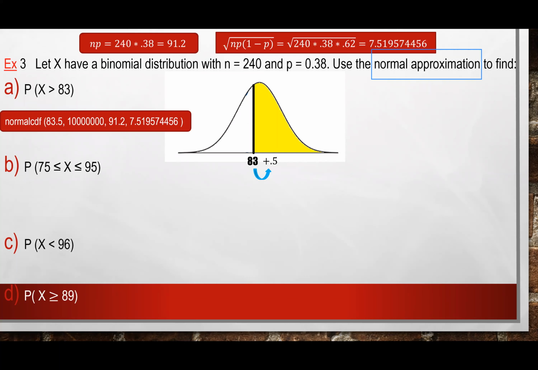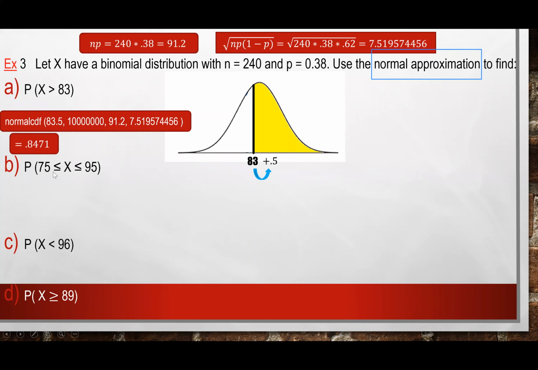So given this, everybody see that this is my endpoint here. I have 83.5, and my upper limit is some humongous number, and the mean is 91.2, and the standard deviation is 7.519574456. So question in terms of this problem, hopefully you guys see the connection to the previous problem, which is just the same. I changed it. The other one is example 3, and this one is example 4. I switched them in the slides. But hopefully you see that it's very redundant. The only thing different here is instead of saying more than 83, they just put this notation.